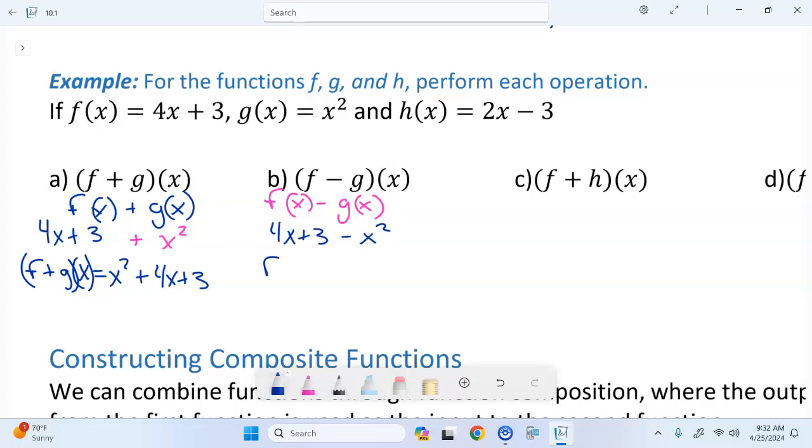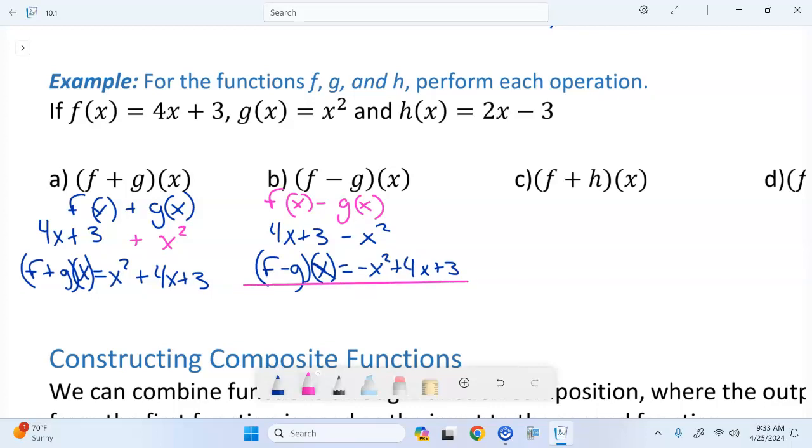But our combination is going to be what instead? Oh, be careful. Negative x squared plus 4x plus 3. Now, let's have a little thought experiment real quick.